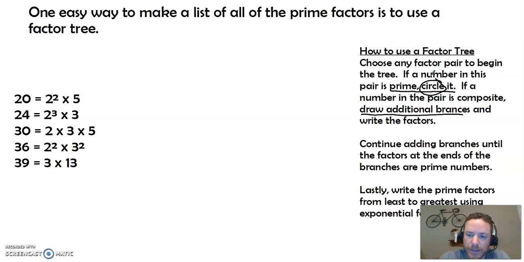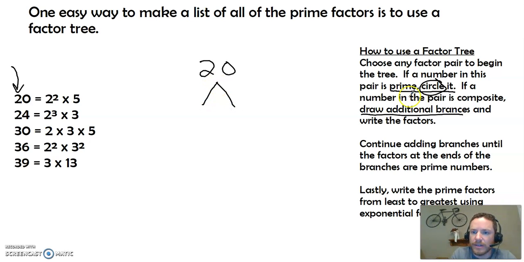Now that's a lot of directions and you might not be able to memorize all of them, so we'll leave this posted. Let me show you how it works. We're going to use the same problems we used on the previous page. So we're going to do these numbers right here. We're going to start with 20. And 20 is a composite number. It has factors other than 1 and 20, so I need to draw branches.